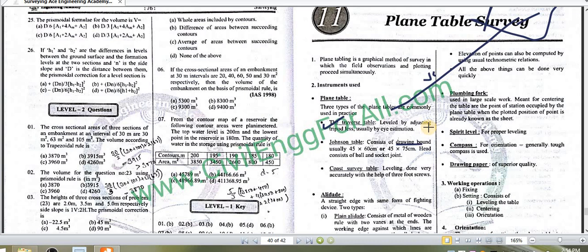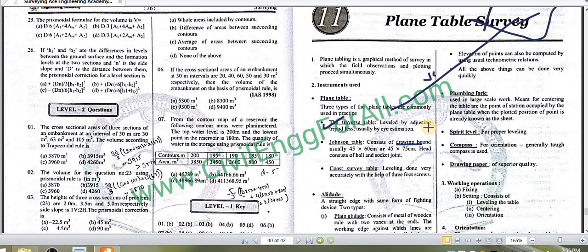Another type of table is available, that is your coast survey table, in which leveling is done very accurately with the help of 3 foot screws. So in this, at the bottom, 3 foot screws are provided, just like in your theodolite, your dumpy level, or your auto level. So in this you can very accurately level your plane table, but the most commonly used is the traverse table and the Johnson table, in which the leveling is done with the help of eye estimation, not with some instrument. Okay, so this is about the table.